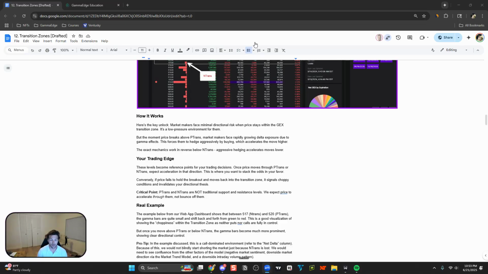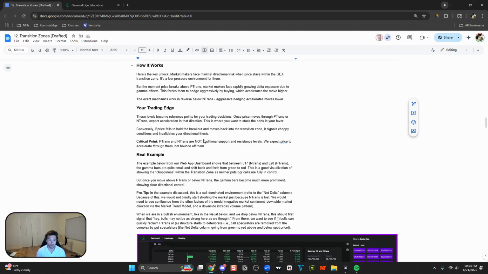And again, they must be aggressively hedging as price breaks below that level. And so specifically for your trading, because that's what's most important, right? How do you use this to make money? These levels become key reference points for trading decisions. Once price moves through P-trans or N-trans, we expect acceleration in that direction. And this is where the odds stack in your favor.